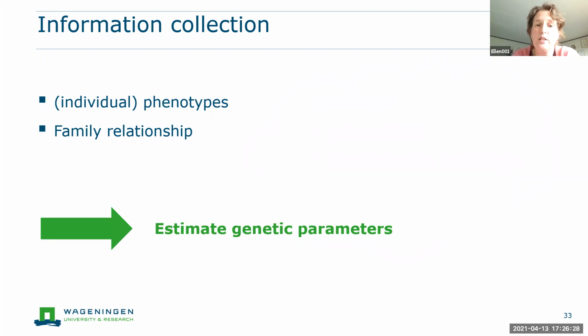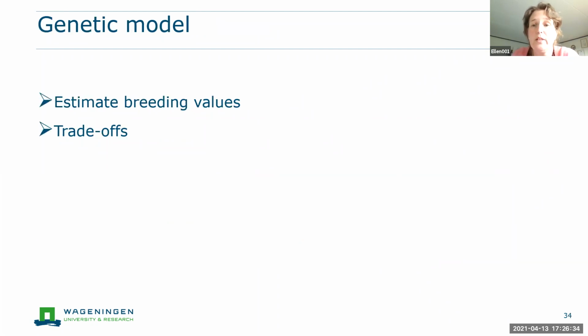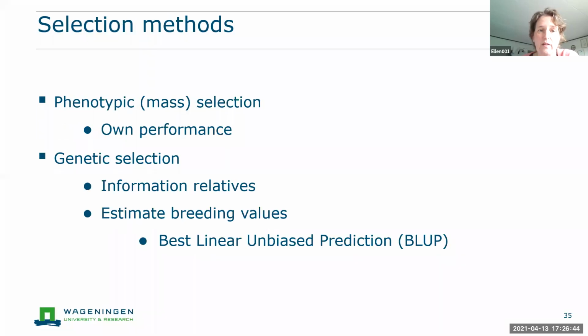But if we have this information, then we can estimate genetic parameters. And using these genetic parameters, we can estimate breeding values, and we of course know what trade-offs could be between the different traits. Using this information, we can select the selection candidates, and ideally we would like to use genetic selection so that we can use the information also of relatives, and that we can estimate breeding values. But in insects, it's also possible to use phenotypic selection, and then we select based on performance.